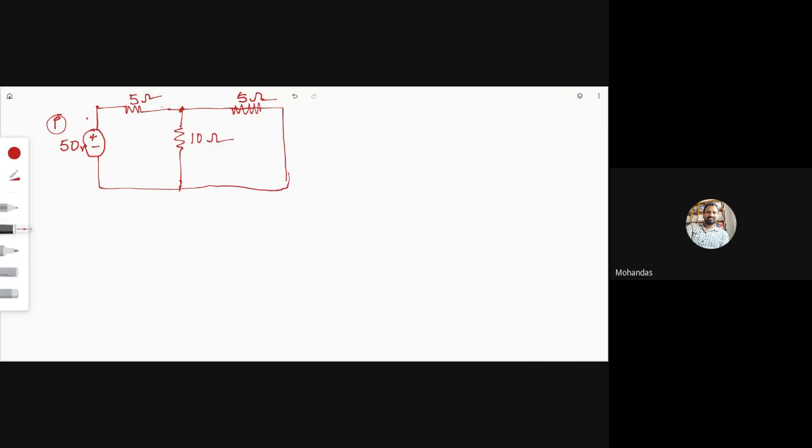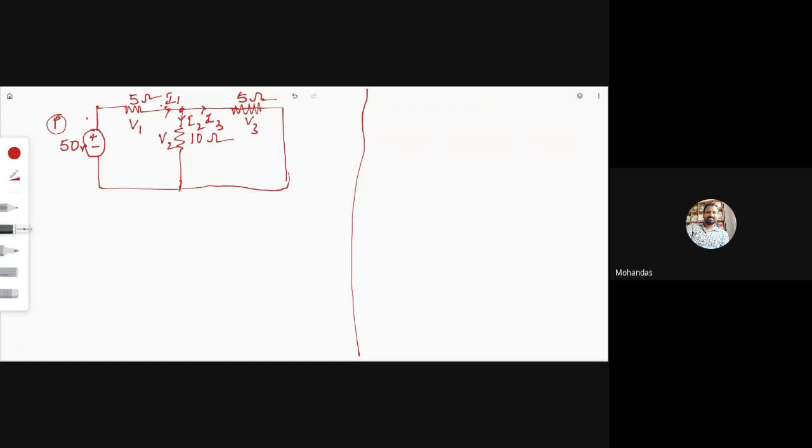Now let us see this problem clearly. What are the current values of I3, I2 and I1? Current values of I1, I2, I3 in the circuit, and voltage drops across the resistors V1, V2, V3. This is the problem he has given. How to solve this problem? All of you listen carefully here.